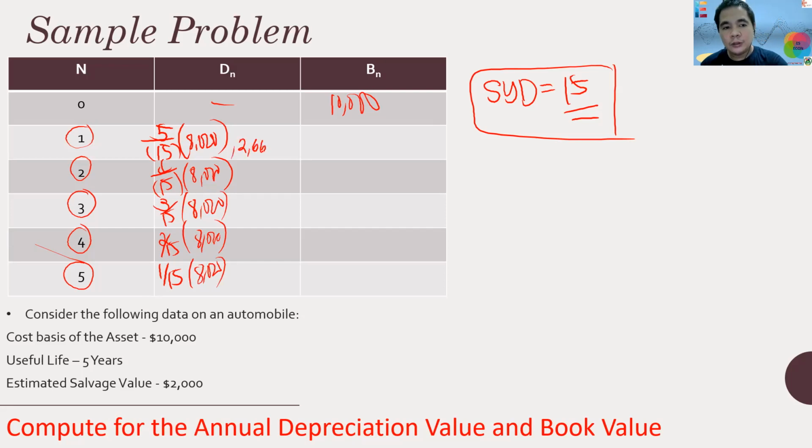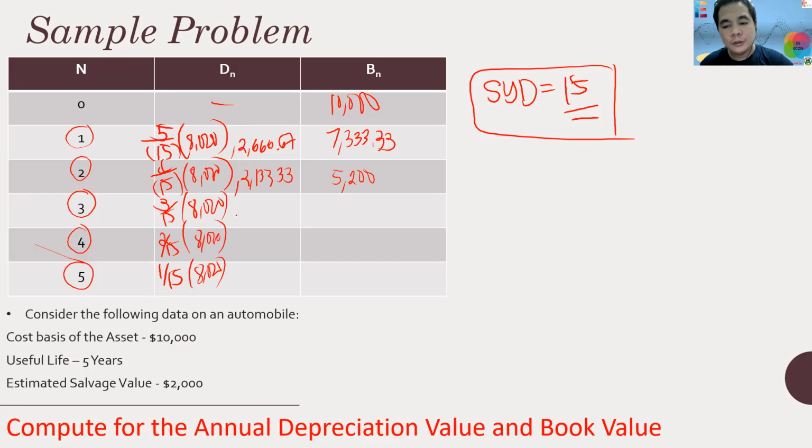is 2,666.67. Okay? That will give you a book value of 7,333.33. Okay. 4 divided by 15 times 8,000 is 2,133.33. So 7,333 minus 2,133, that is 5,200. So on the third year, that is 3 divided by 15 times 8,000.